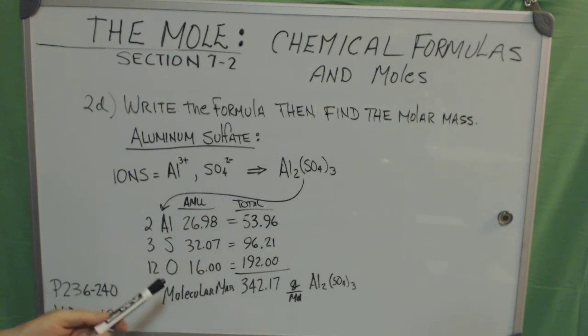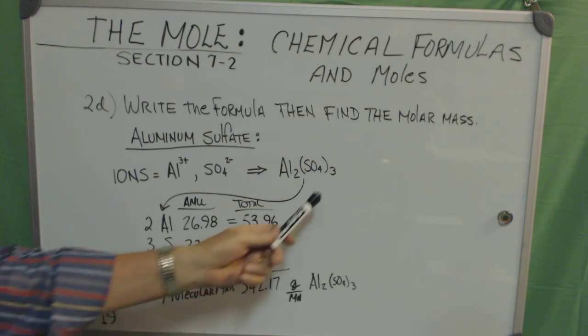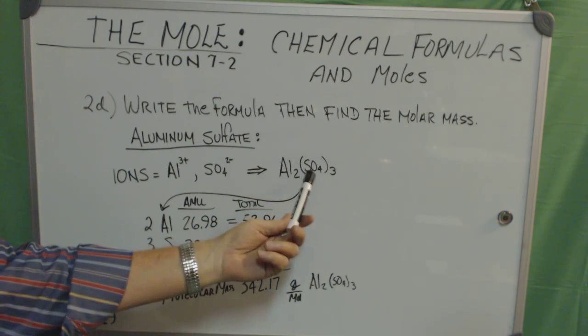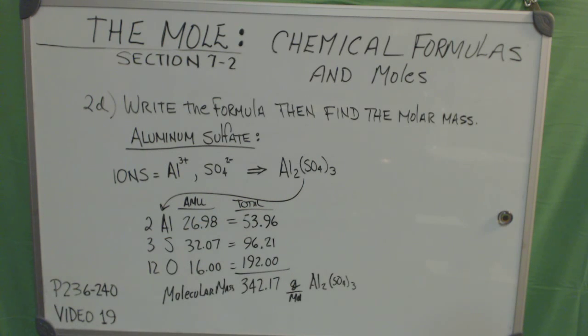So I'm going to have 3 sulfur atoms, and I've got 4 oxygen atoms inside the sulfate, and I've got 3 sulfate ions, so I'm going to have 3 times 4. That's going to be 12 oxygen. And then I look up the atomic mass unit on the periodic table, and aluminum is 26.98. I've got 2 of those, so that gives me 53.96 for a total weight.